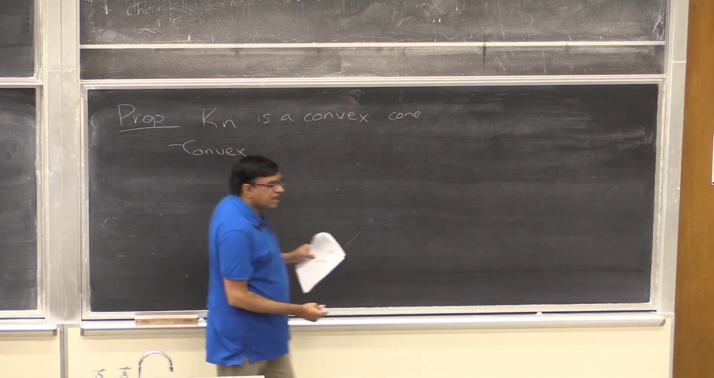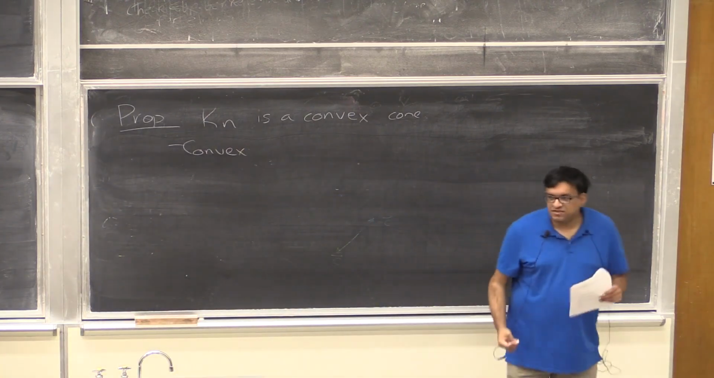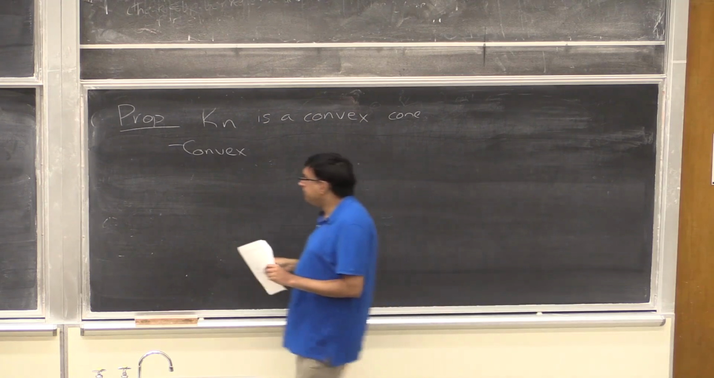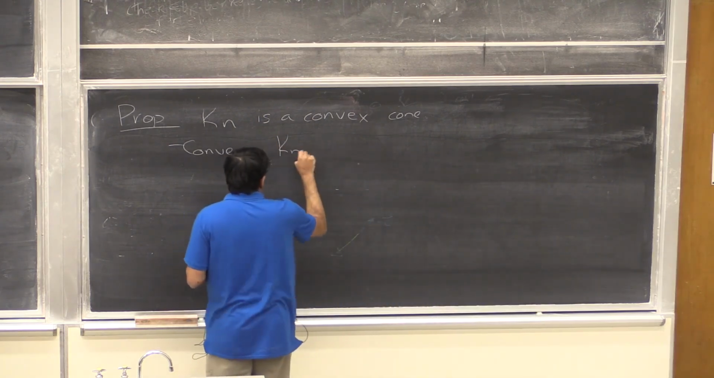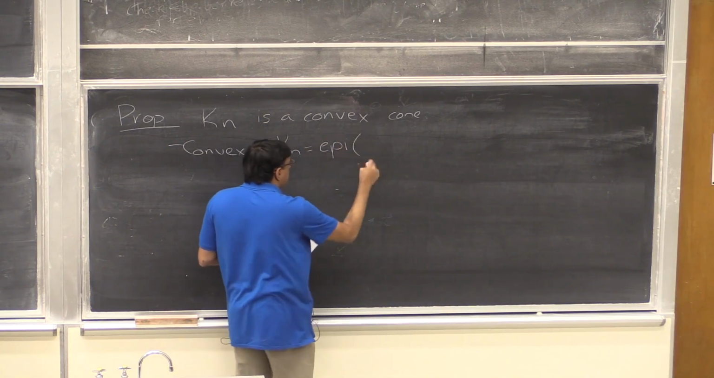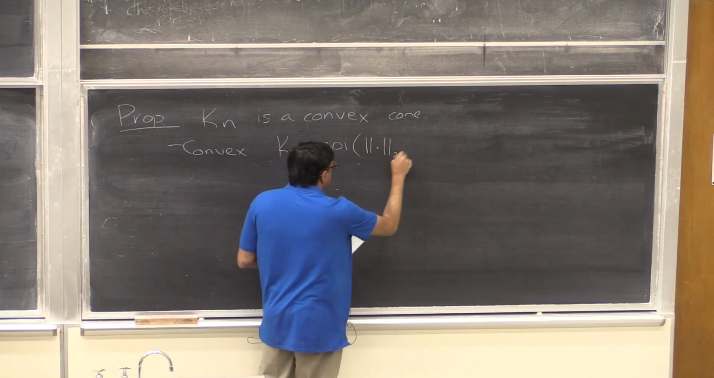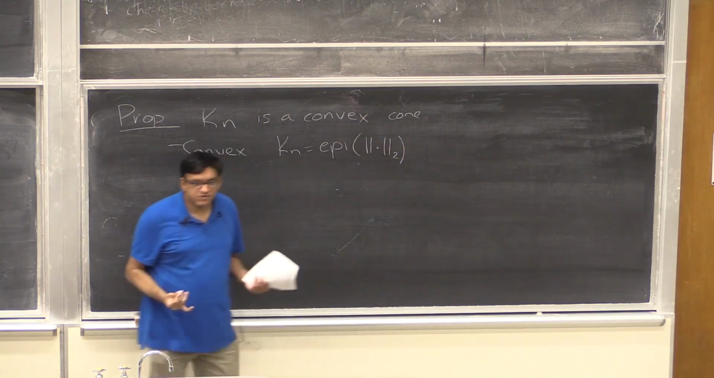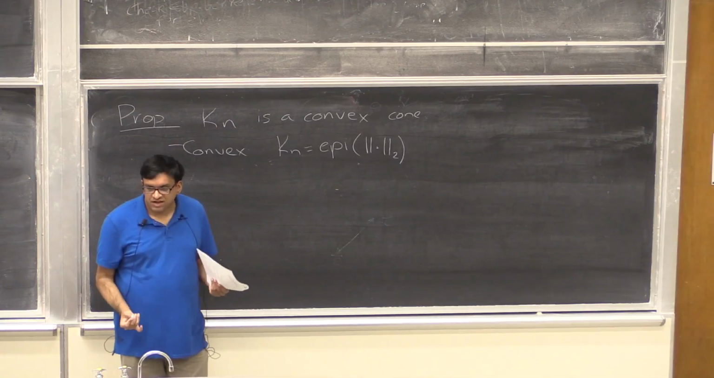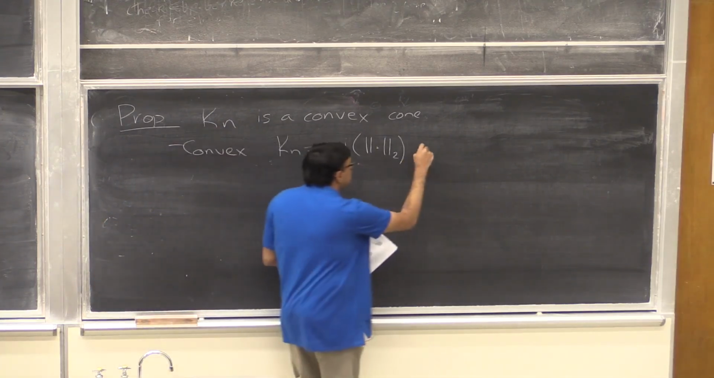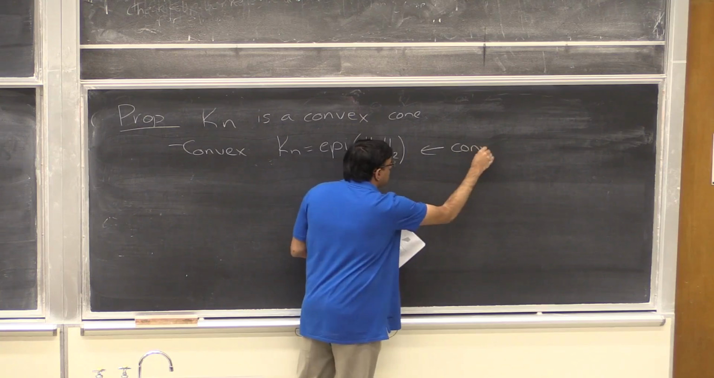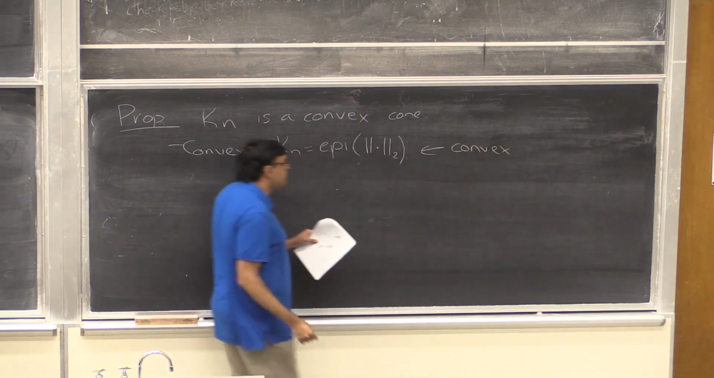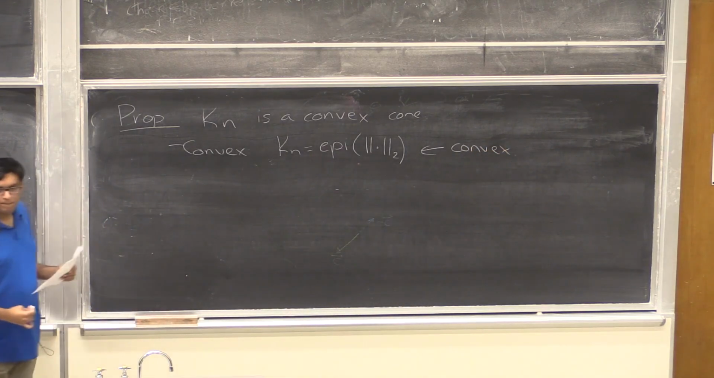Okay, so why is K_n a convex cone? It's because it's the epigraph of the 2-norm. I'm going to write epi of the 2-norm. The 2-norm is a convex function, so its epigraph is a convex set. And therefore K_n is convex.